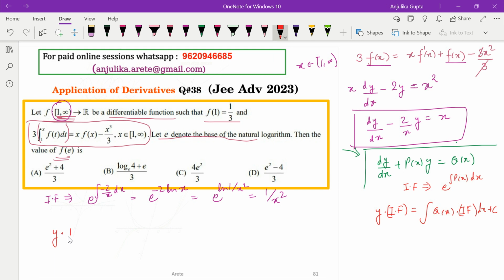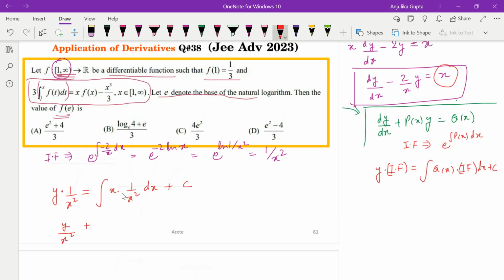Now let's write the solution. Y times the integrating factor is equal to integral of q of x. This is my q of x, right? So x times the integrating factor dx plus c. So what is this? 1 over x. So y over x square is equal to log, again I am not writing modulus of x but just x, plus c. How do I get my c?